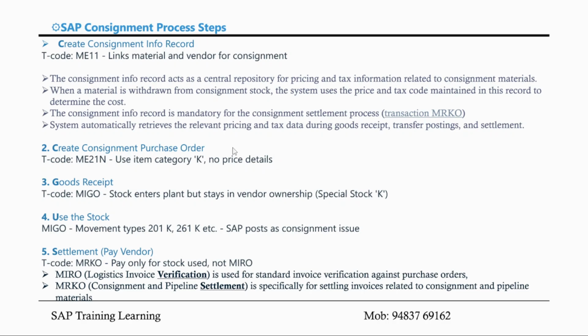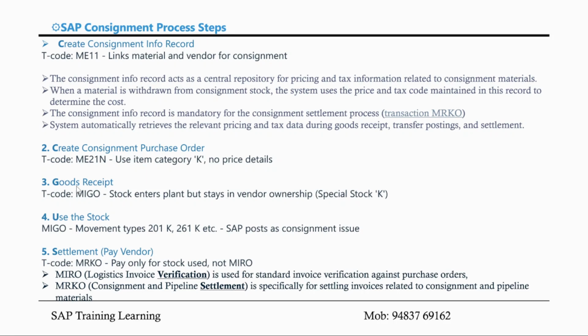because these price details are coming from the pricing procedure. But when it comes to a consignment purchase order, you will not see any price details, but the price details will come during goods receipt, transfer posting, and settlements from the info record. Okay, keep this in mind.